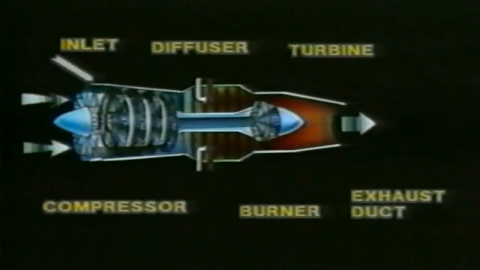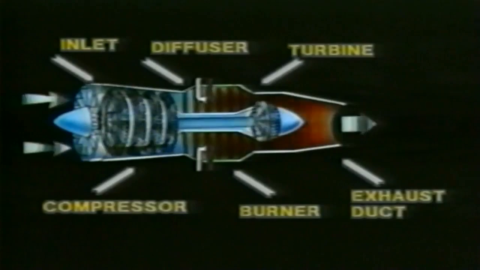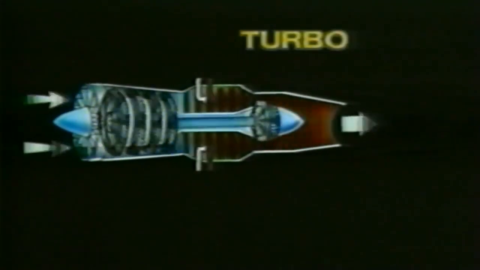Now our Simplex Mark I is complete and ready to go with all its major sections: inlet, compressor, diffuser, burner, turbine, and exhaust duct. An engine of this type is often called a turbojet, and you can see where it gets its name. Turbo. It utilizes a turbine, and jet. The exhaust duct jets the hot gases out through the nozzle at high velocity.